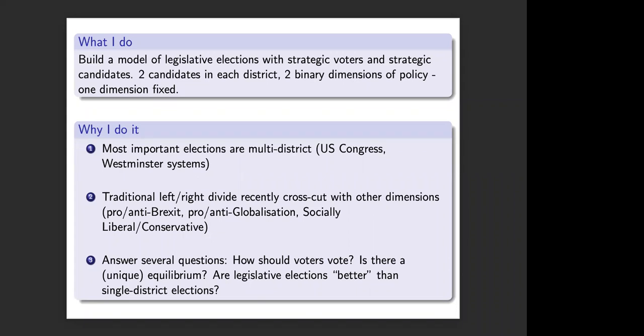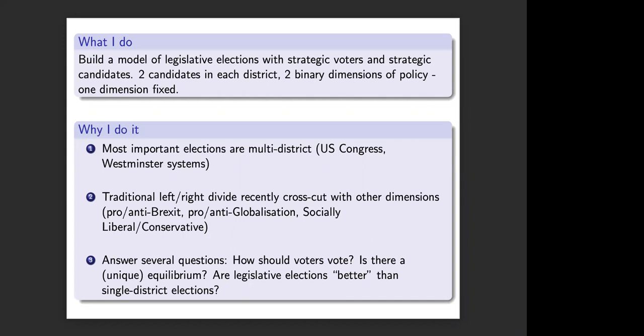Why am I interested in doing this? First of all, I generally think that the most important elections are multi-district elections. In most countries, that's where the most important policymakers are determined. For example, US Congress, or in any Westminster system, legislatures are very important and I feel somewhat understudied.